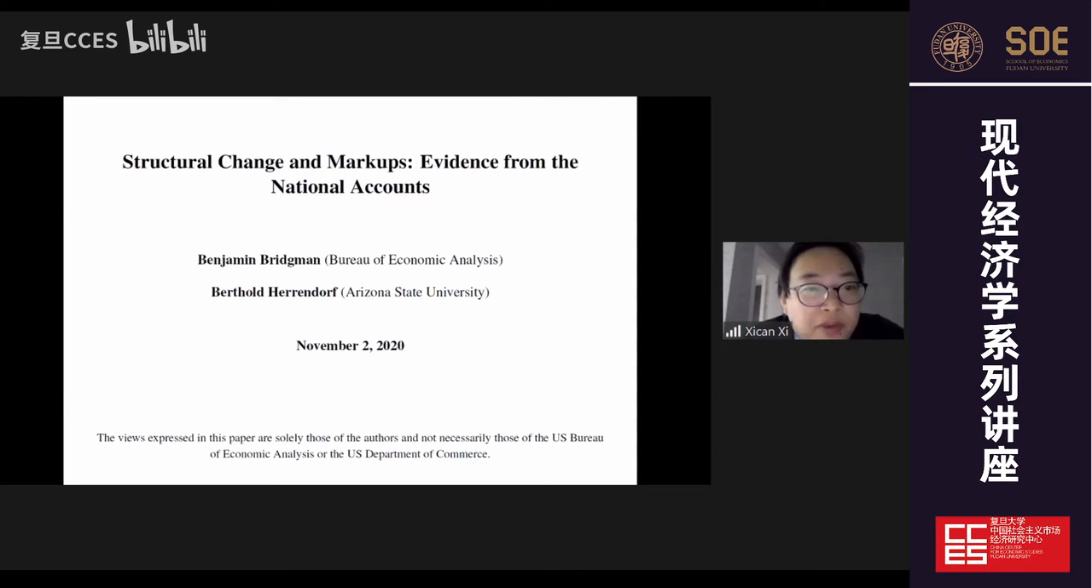Today we are very happy to have Bertold Herendorf as our guest speaker. Bertold is a leading expert on development economics and in particular on structural transformation. And today he's going to present his paper, Structural Change and Markups: Evidence from the National Accounts. Welcome, Bertold.